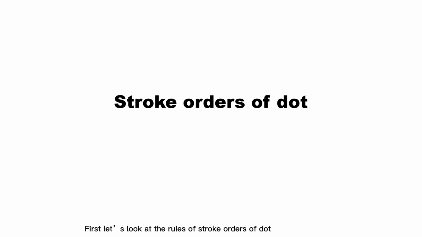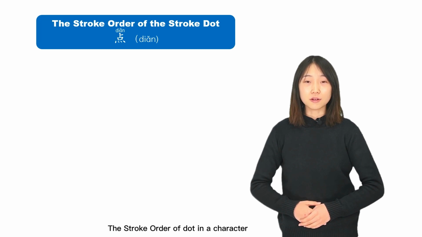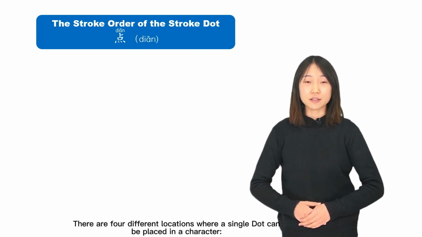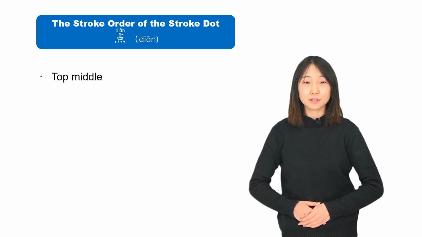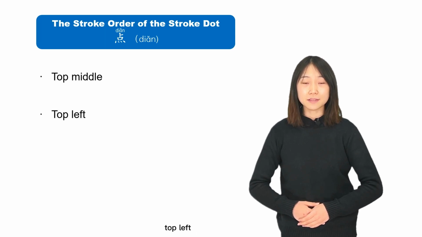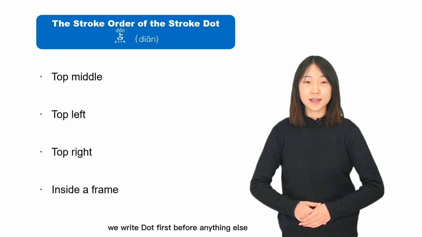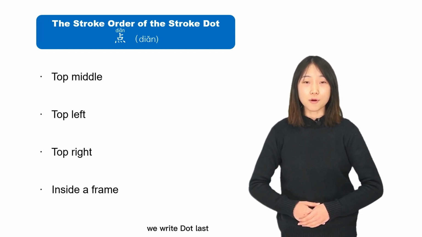First, let's look at the rules of stroke orders of dot. The stroke order of dot in a character is decided by the orientation or location of the dot. There are different locations where a single dot can be placed in a character: top middle, top left, top right, or inside a frame. In situation 1 and 2, we write dot first before anything else, and in situation 3 and 4, we write dot last.